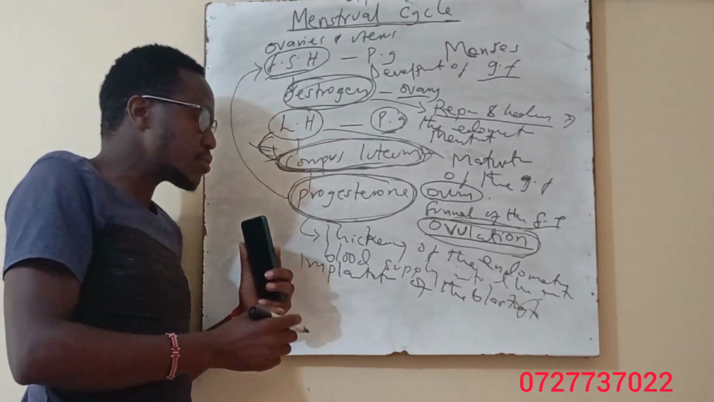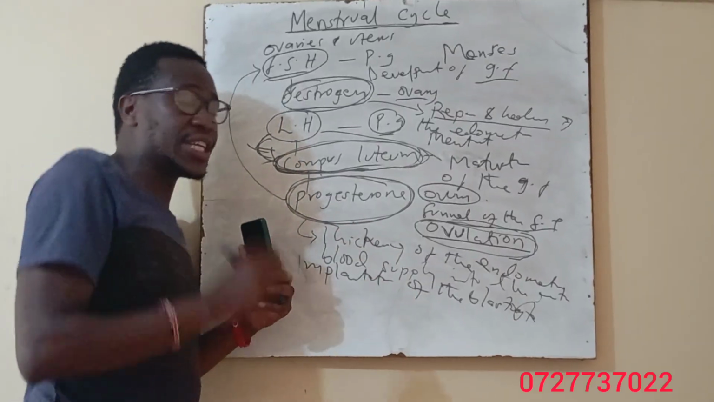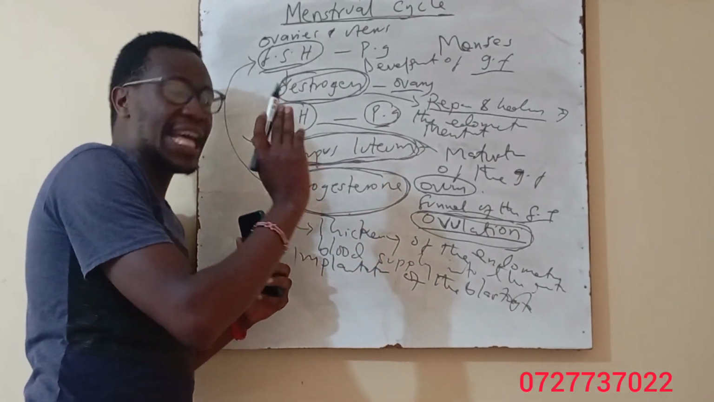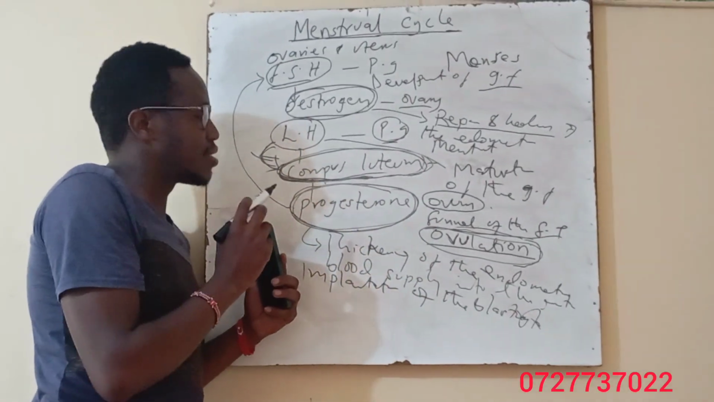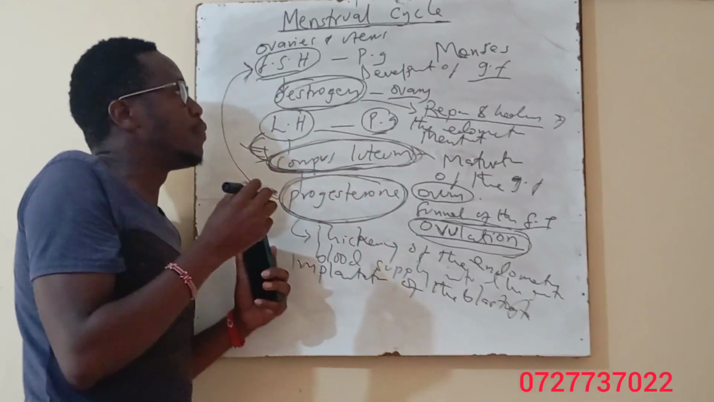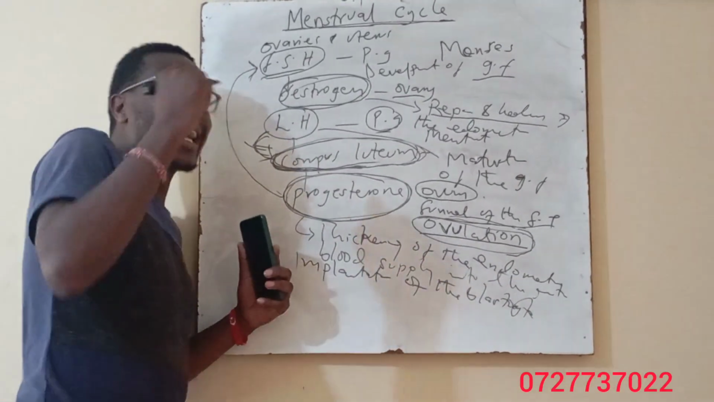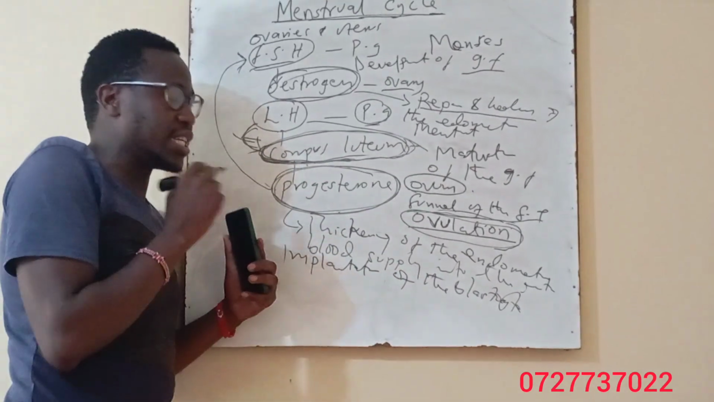If fertilization takes place, the level of progesterone increases, and this inhibits the follicle stimulating hormone from facilitating the development of another Graafian follicle. That is when fertilization takes place.